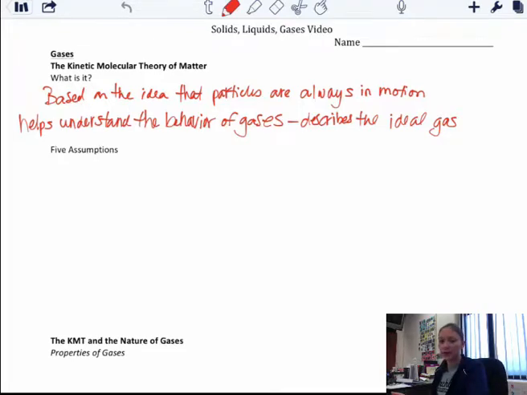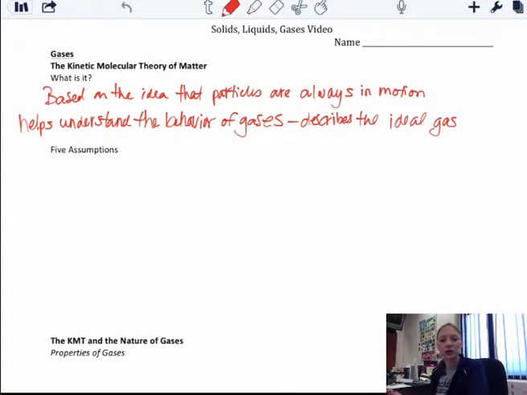Okay, in this short series of videos, we're going to look at solids, liquids, and gases. And we're going to start off with gases, okay? When we look at gases, we have to talk about the kinetic molecular theory of matter, or I should call it KMT. It is based on the idea that particles are always in motion. And we can use this kinetic molecular theory, which just means a theory about how molecules move, because kinetic energy is like energy of movement.